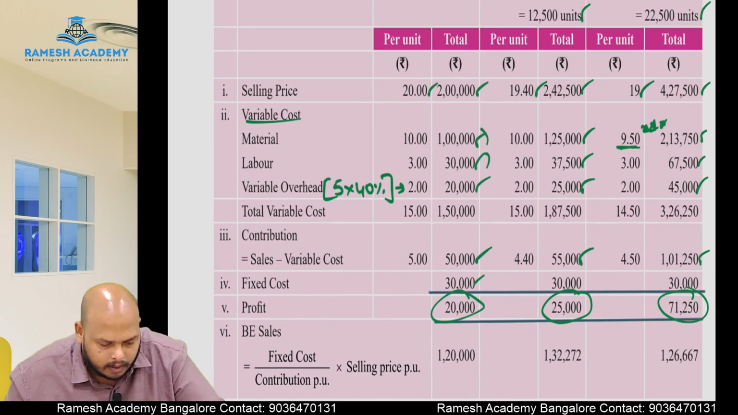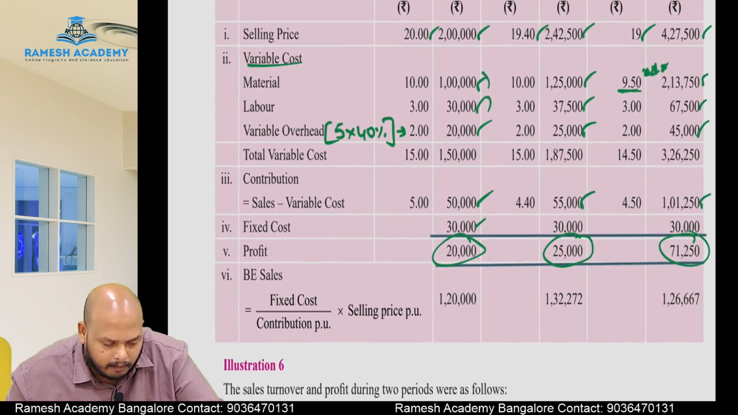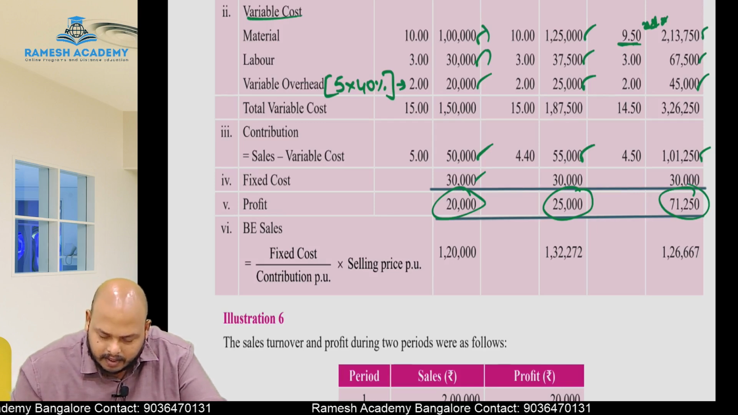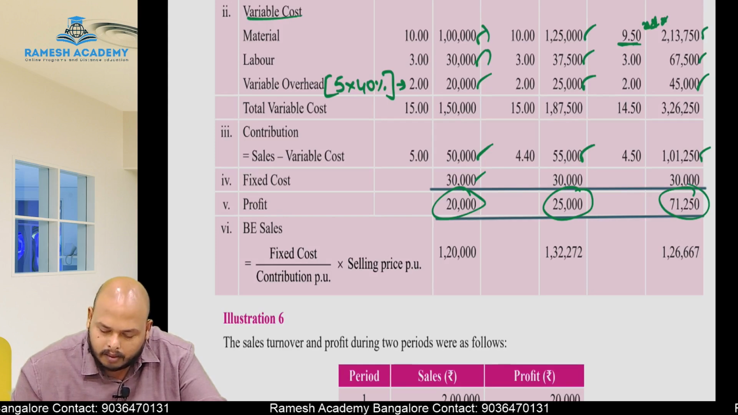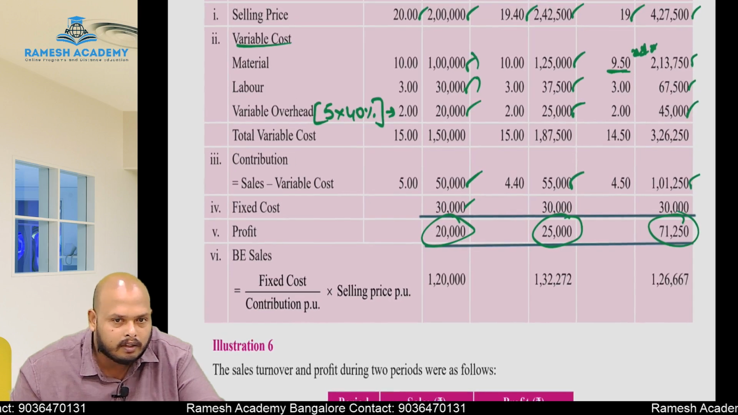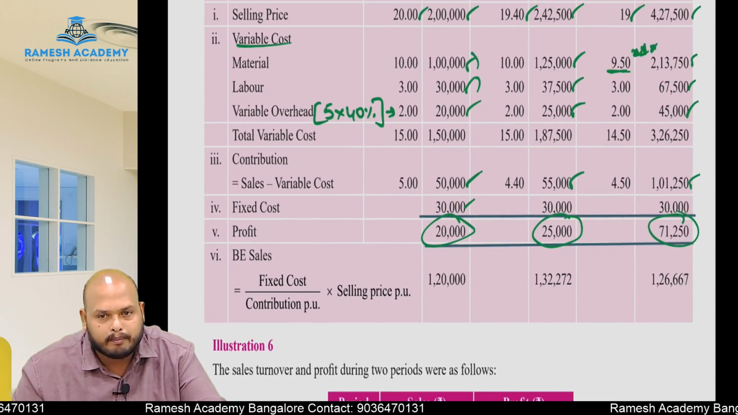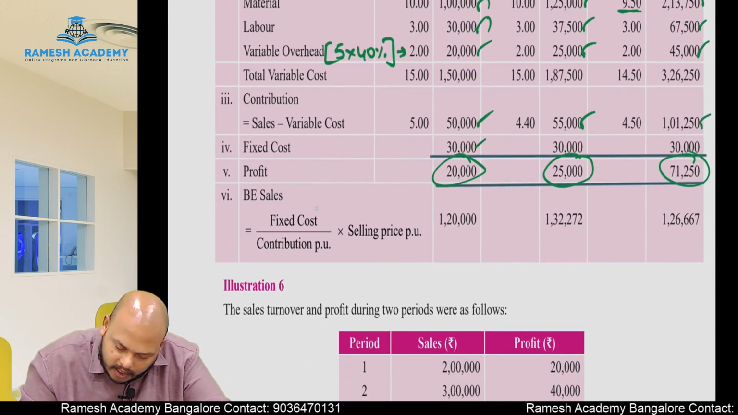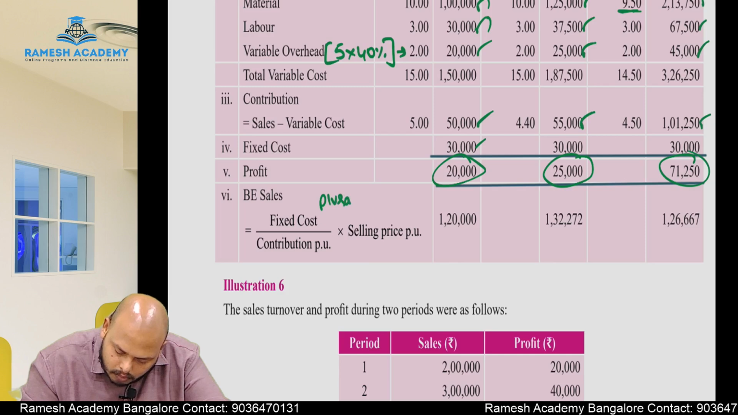Finished. Next. Did he ask anything about break even point? No, he did not ask, but he calculated break even sales. Break even sales is equal to fixed cost by contribution per unit, you can do that also. Fixed cost by contribution into sales also you can do. Otherwise we can calculate through PV ratio also. See, here I will show you through PV ratio.